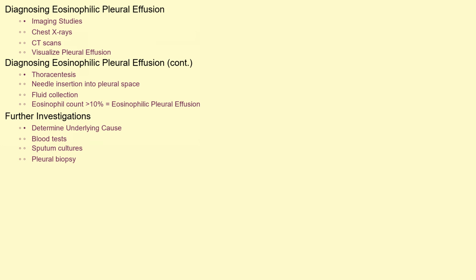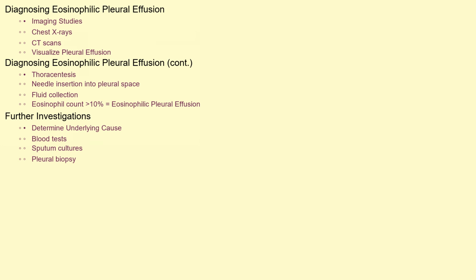Chest X-rays or CT scans can help visualize the pleural effusion. However, to confirm the presence of eosinophils, a thoracentesis is performed. This involves inserting a needle into the pleural space to collect fluid for analysis. The fluid is then examined under a microscope to count the number of eosinophils.